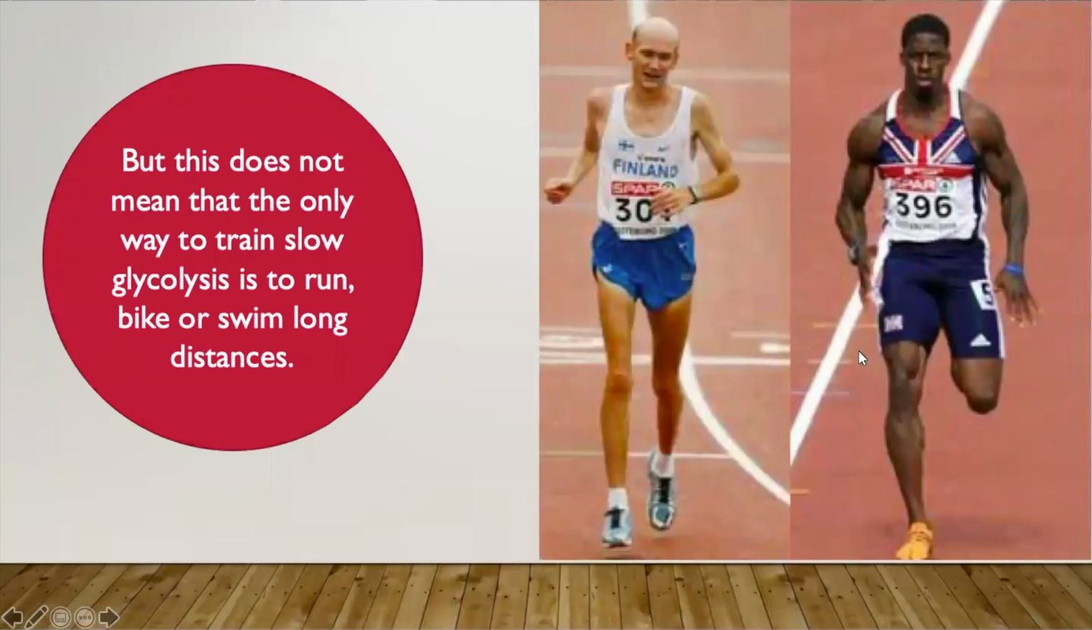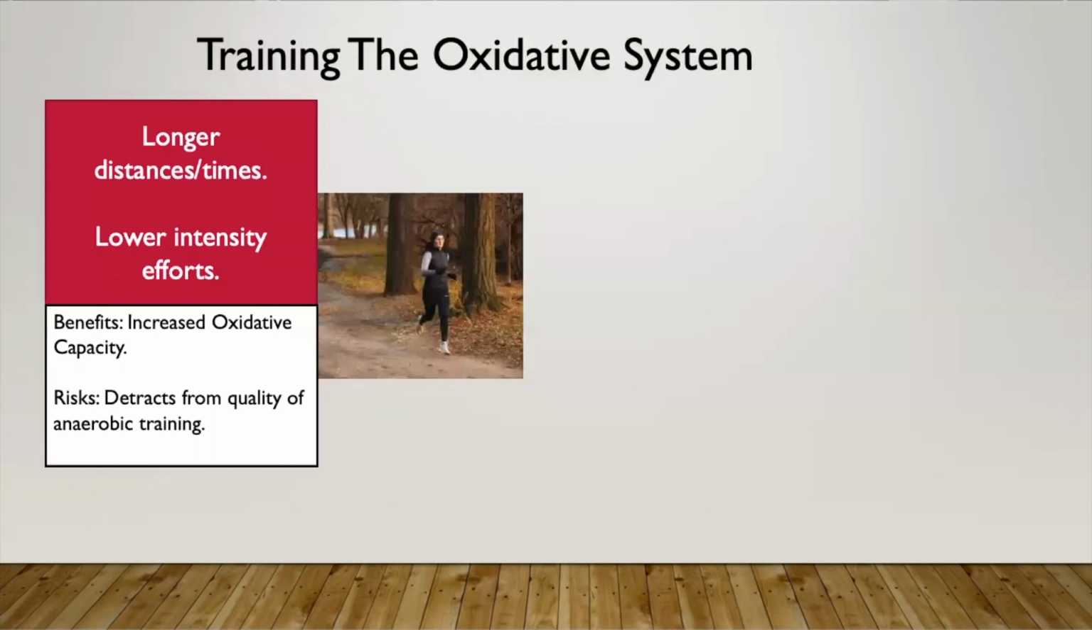So the question is, can we train the slow glycolytic system and not lose the explosiveness of the power athlete? And the answer to that is yes, we can. It's not by using long distances at slower efforts. That does do some good things for the oxidative system, but the risk is that it detracts from the quality of the anaerobic training, of the power training.